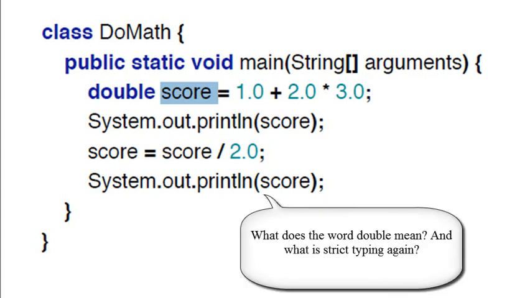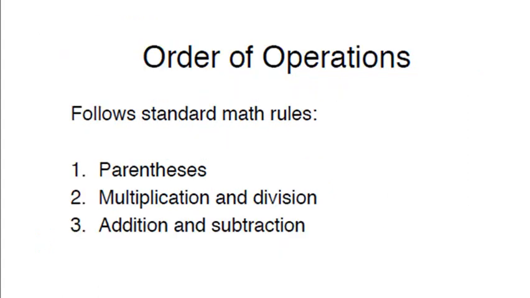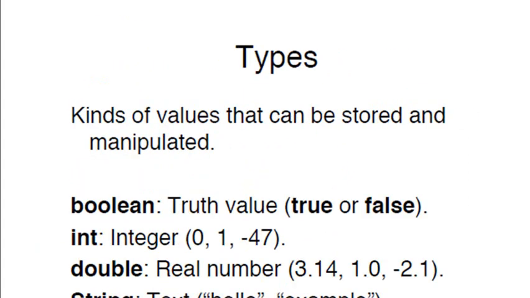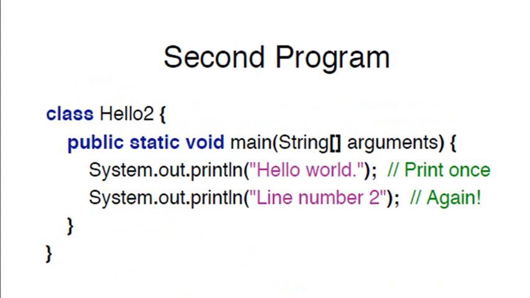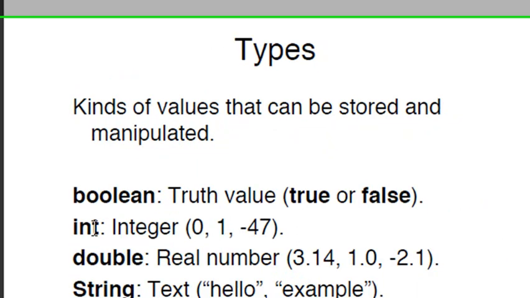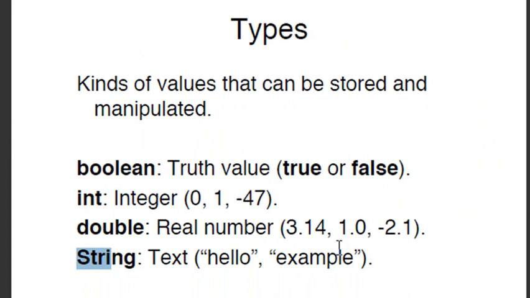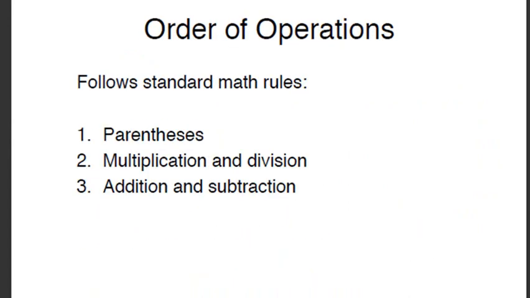Once again, double is for decimals. He's doing declaration. That is the strict typing. It's one of the four variable types that we looked at earlier. Let me go back to the slide. Four types that we looked at earlier: Boolean, integer, double, and string. Got that? Okay, great. Let's move back.